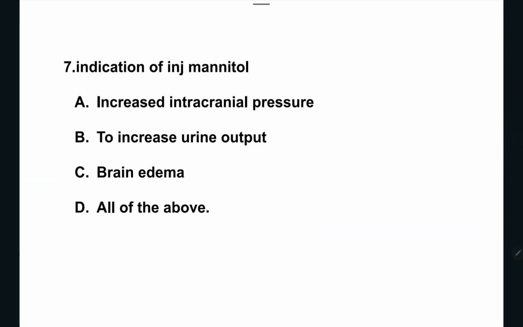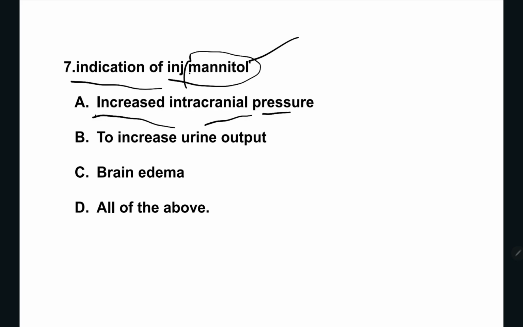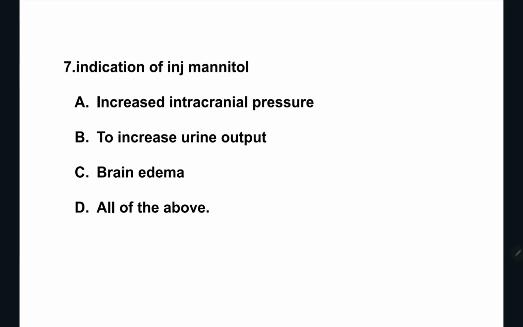The next one is the indication of injection mannitol. What is the use of injection mannitol? Option A, to treat increased intracranial pressure, when the person has increased ICP. Option B, to increase the urine output. Option C, brain edema. Option D, all of the above. The right option is option D, all of the above. So in the case of intracranial pressure, or to improve the urine output, or in the condition of brain edema, we can use injection mannitol.